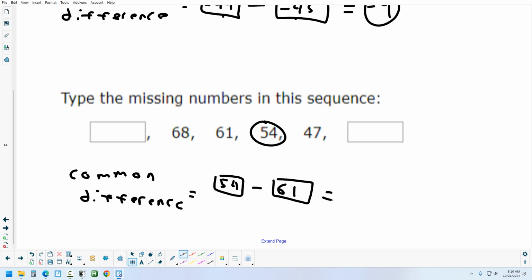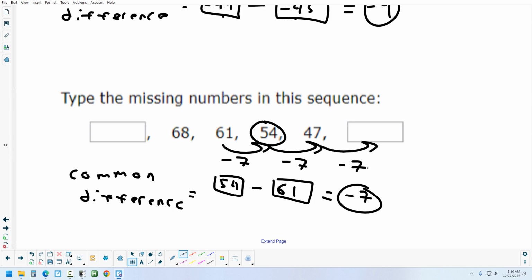All right, so what do we get when we do 54 minus 61? Careful, not quite. Negative 7. Yeah. So unfortunately, if they ask for what the common difference is and you accidentally put 7 instead of negative 7, it would be marked wrong on like the MCAS. So the common difference is negative 7. So that means you're going to subtract 7 as you work your way to the right. Okay. So now, what would be 47 minus 7? 40. Yep, it would be 40.